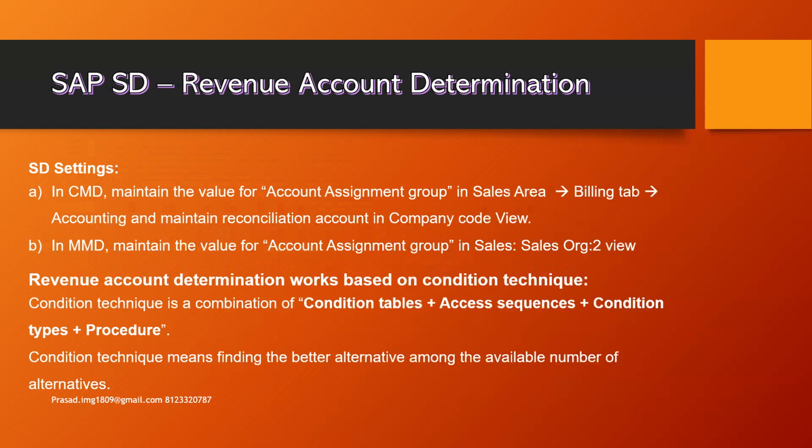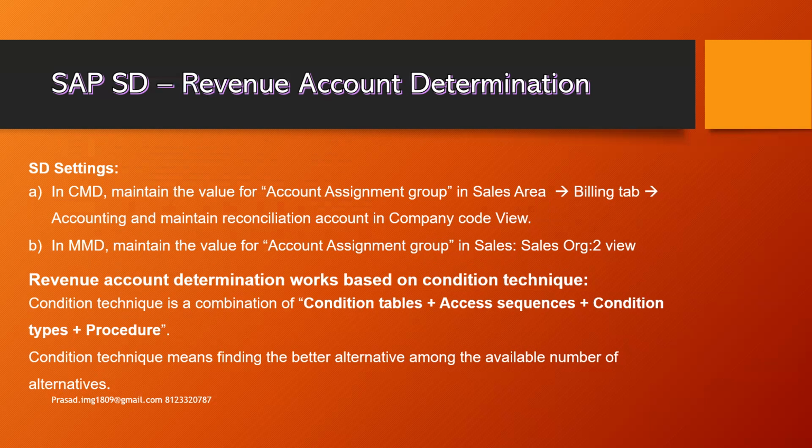SD settings. As I already discussed, in customer master data, maintain the value for account assignment group in the sales area, billing tab, accounting, and maintain the reconciliation account in the company code view also. That should not be blank. In material master data, maintain the value for account assignment group in sales organization data two view, so that it will accept that particular value whenever the revenue account determination takes place.